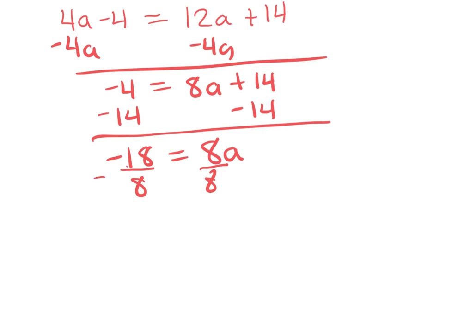Yeah, it's recording you. What goes into both 18 and 8? Two. So you're going to get a negative 9 over 4.